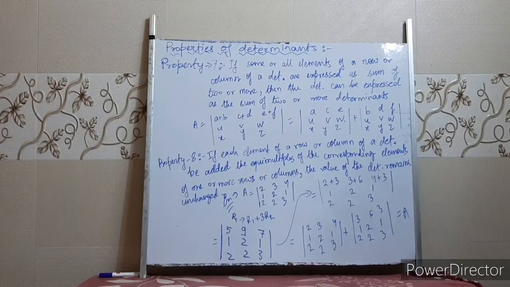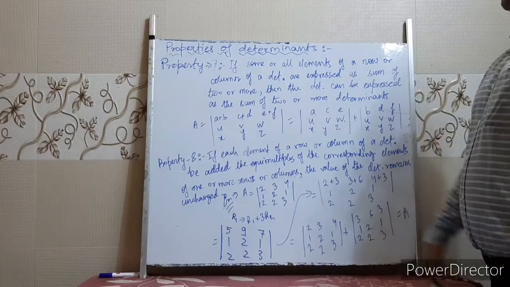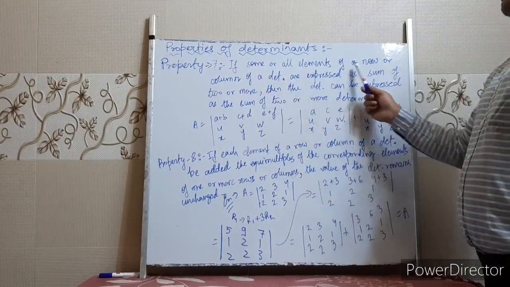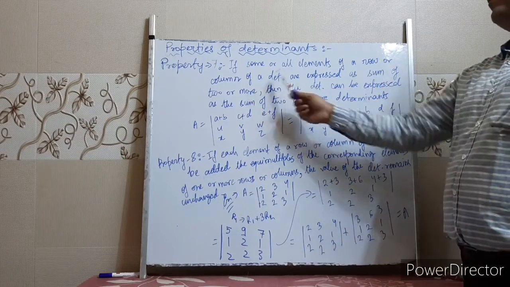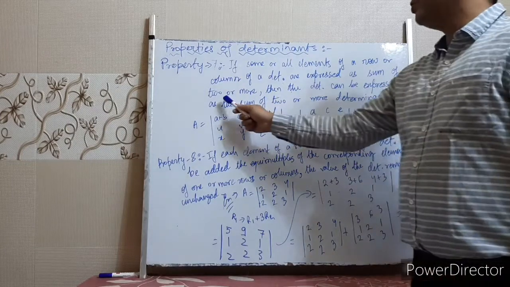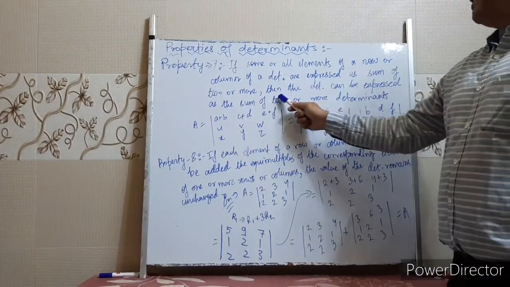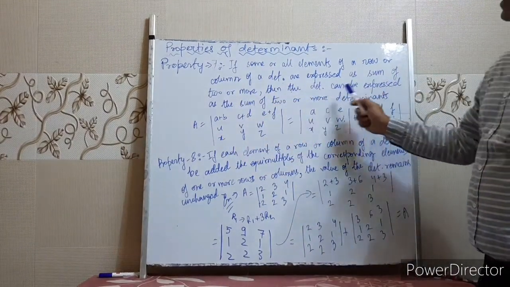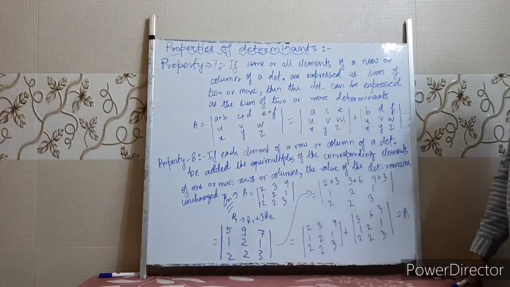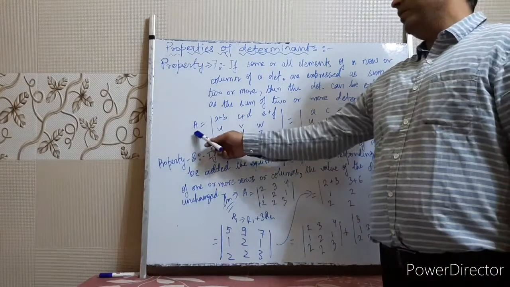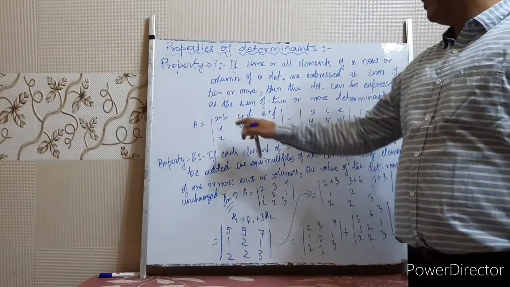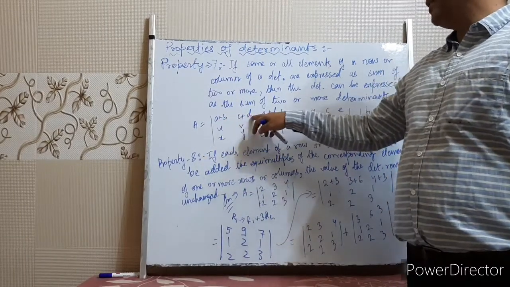Children, let's see a few more properties. Our next property states that if some or all elements of a row or column of a determinant are expressed as a sum of 2 or more, then the determinant can be expressed as a sum of 2 or more determinants. Suppose we have any determinant A, and you can see that row 1 has elements a plus b, c plus d and e plus f.